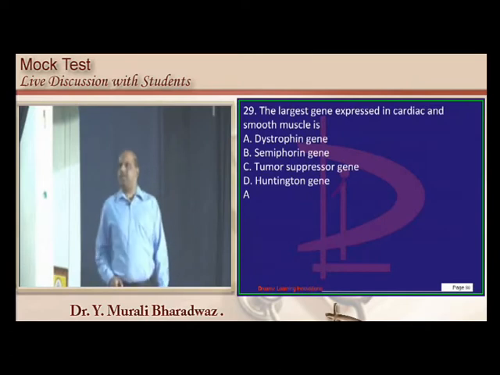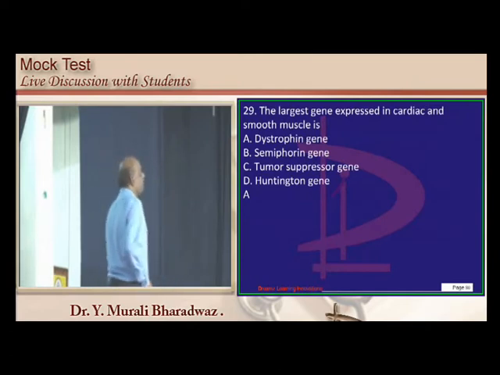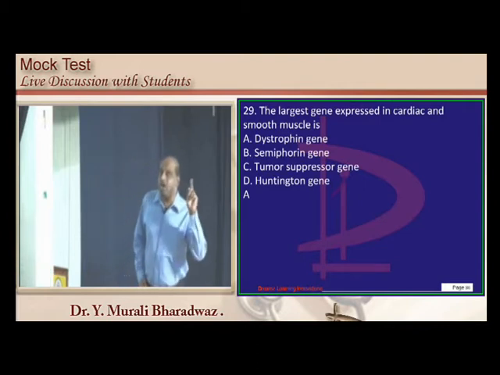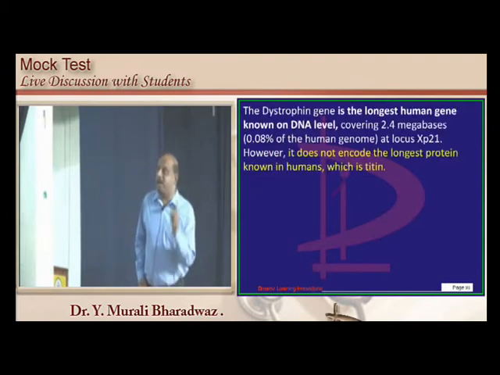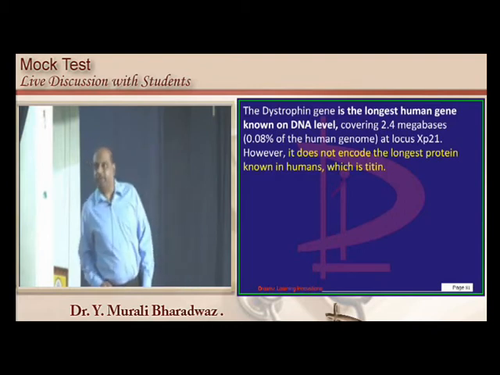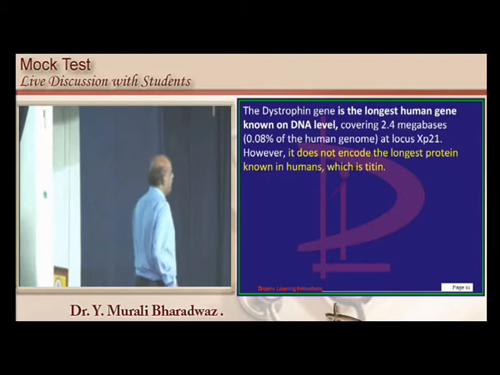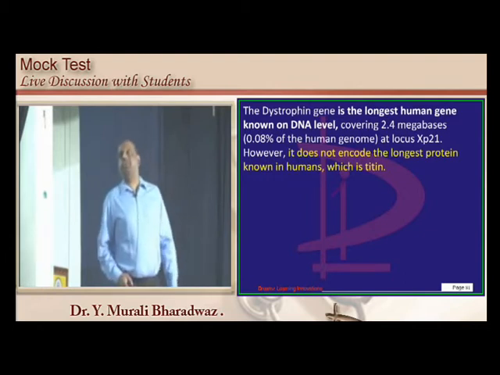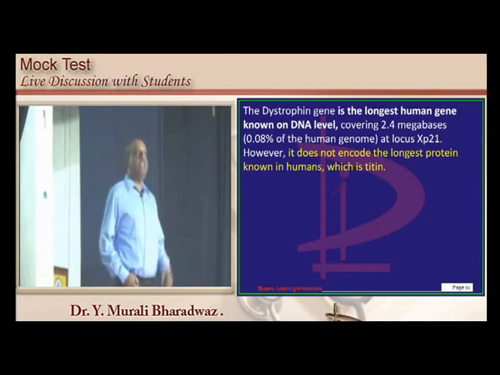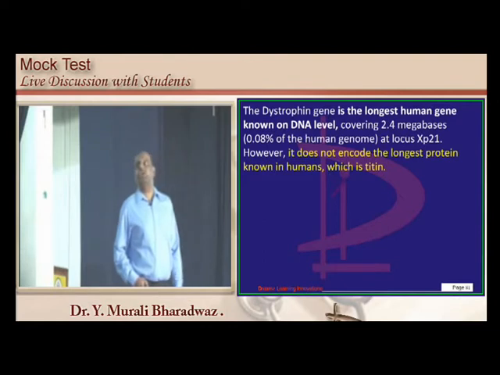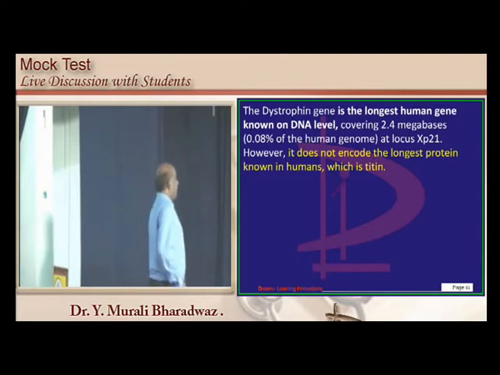Dystrophin is the largest gene expressed in the cardiac and smooth muscle, but it does not lead to the formation of the largest protein produced in the body. What is the largest protein in the body? Titin. Longest protein, titin. But titin is not produced by the dystrophin gene. Dystrophin is the longest gene known to be present, and it is present on the X chromosome, is what you have to basically appreciate.